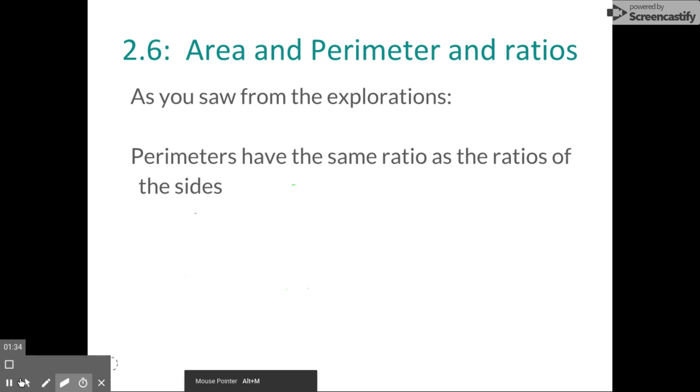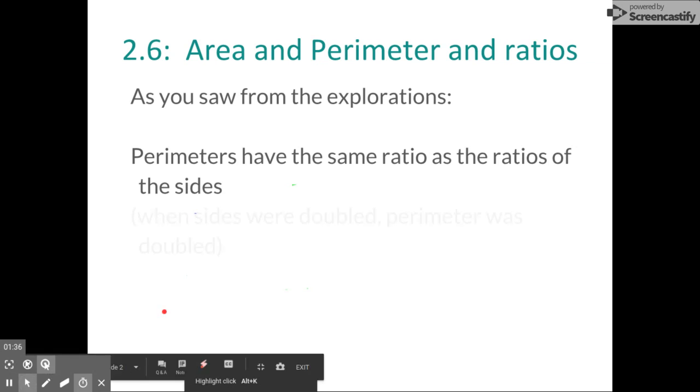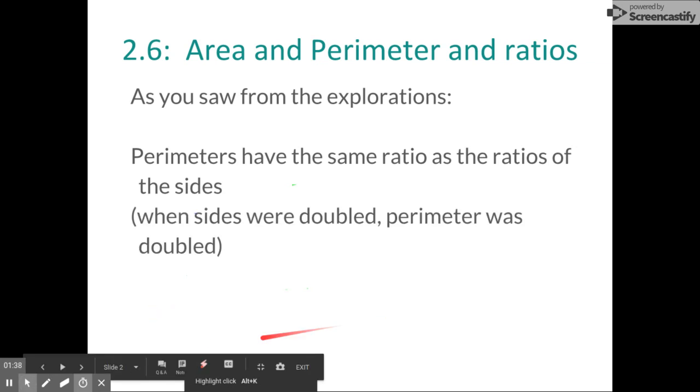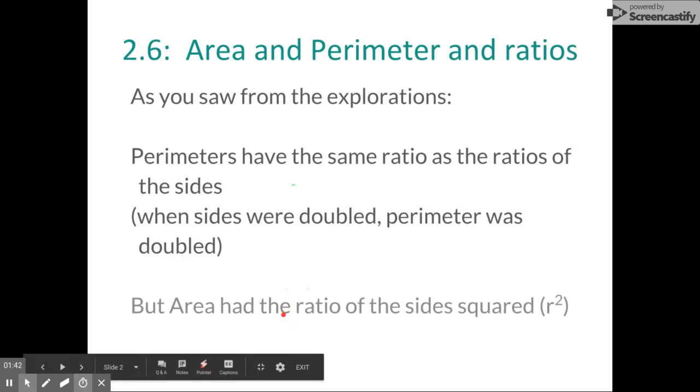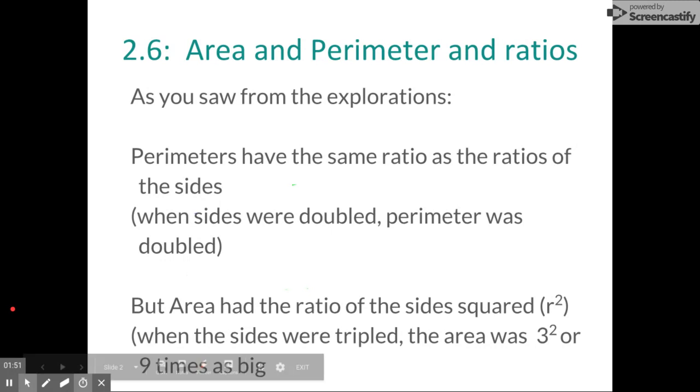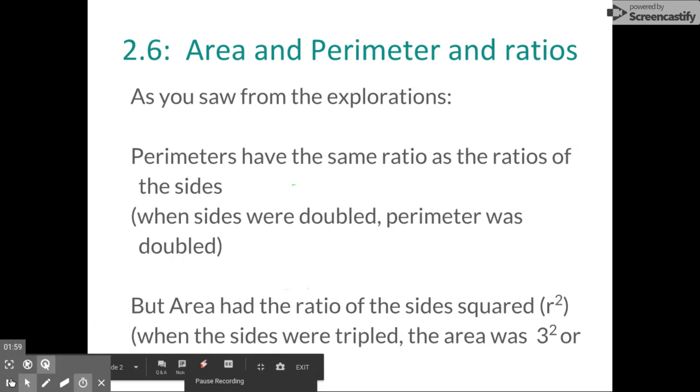Unfortunately, that is not true of the area. That just says when the sides were doubled, the perimeter was doubled. But with the area, it had the ratio of the sides squared. In other words, when the sides were tripled, the area was 3 squared, or 9 times as big. I'm going to show you a little example of that as well.